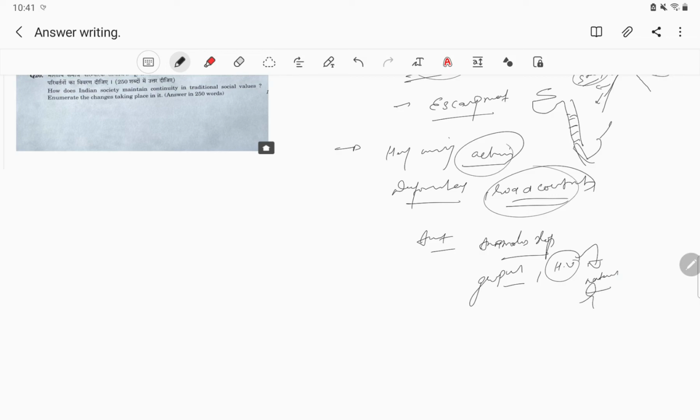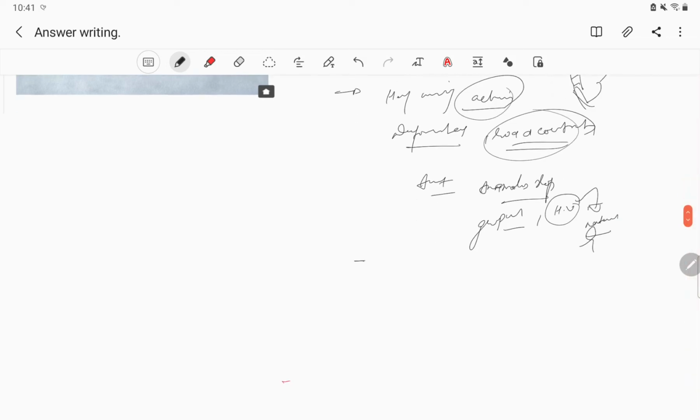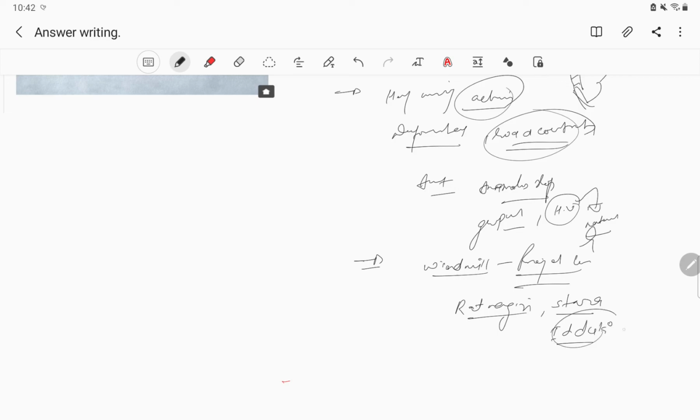Now one of the important points in Western Ghat, there is windmill projects, very heavy windmill project construction going on, especially in the region of Ratnagiri, Satara district of Maharashtra, and Idukki district. So you should mention these types of examples to fetch you special marks.